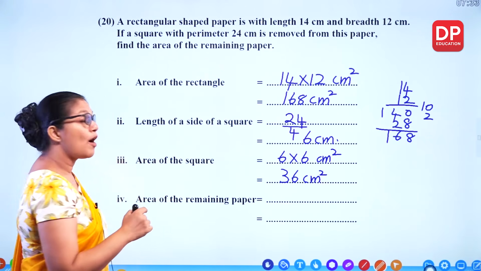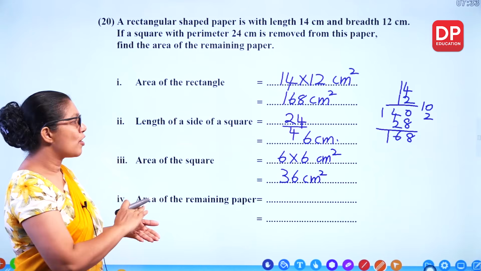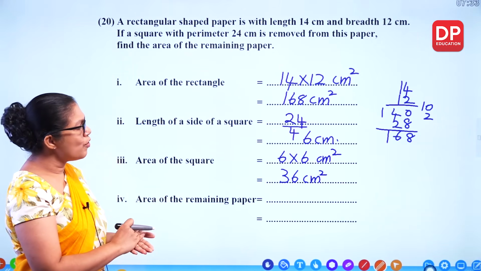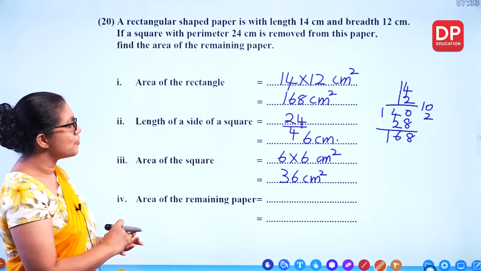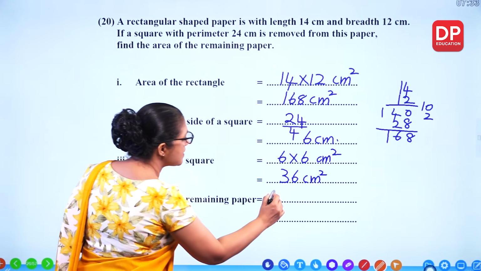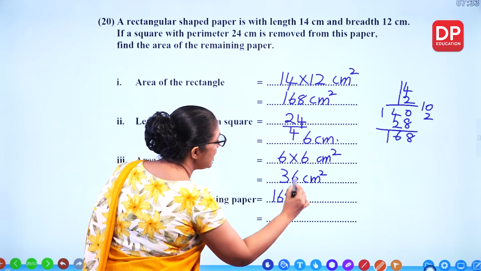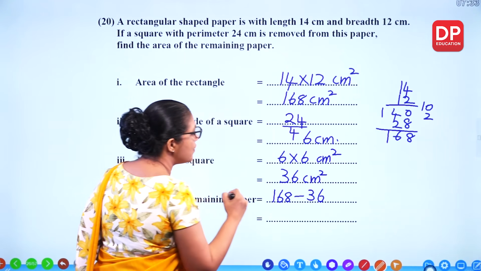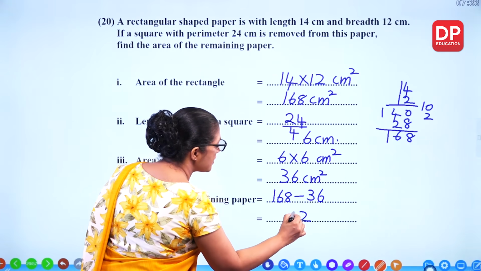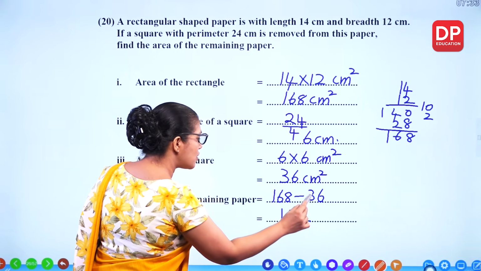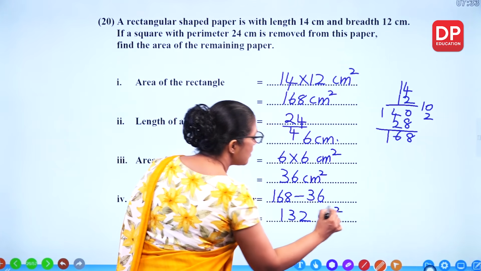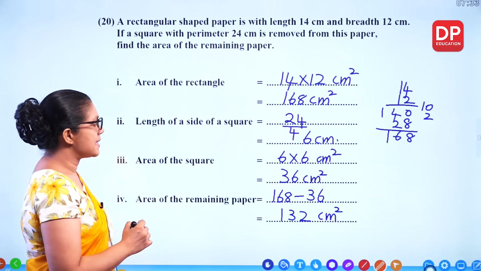And how do we find out the area of the remaining part? Because from this rectangular shape, this square is removed. So you have to subtract the area. So the total area is 168 minus area of the square. So when you subtract, you get 132. What's the unit? Square centimeters.